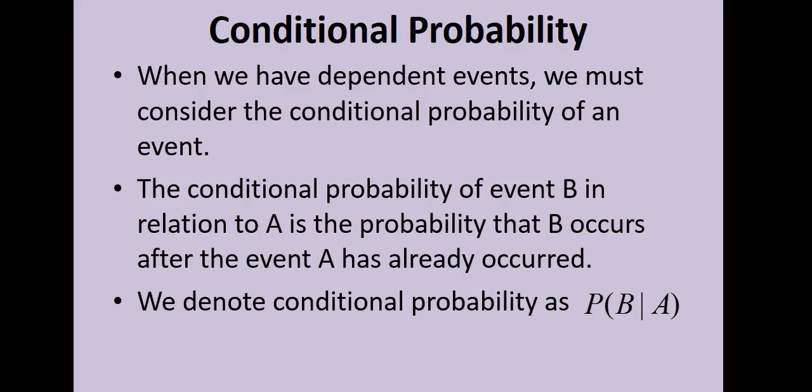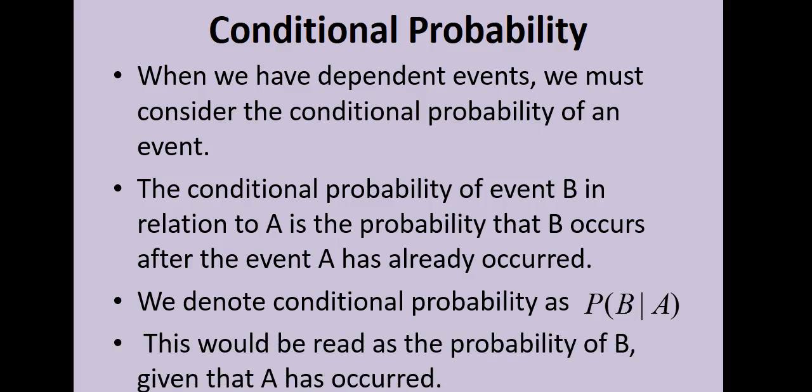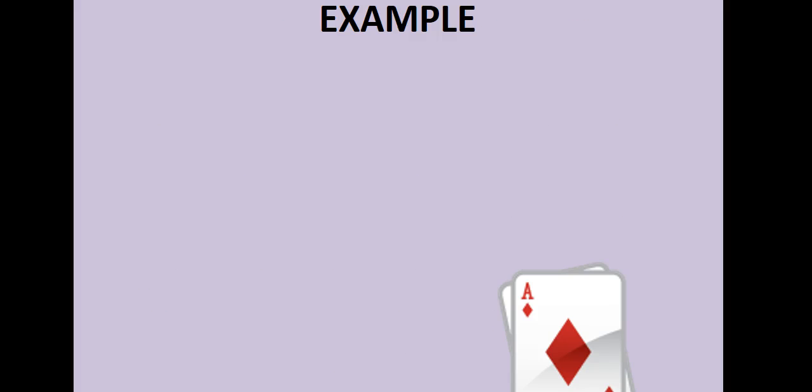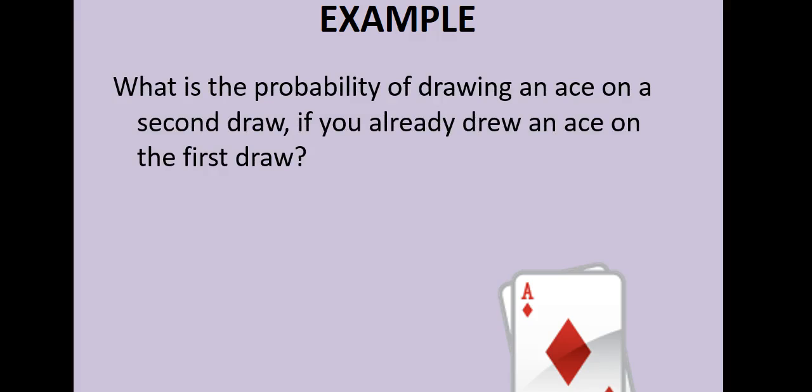But when we see that symbol, what it's saying is, what is the probability of B given that A has occurred? So if we know that an event A has happened, and that has an effect on the probability of B, that's what we're talking about at that point, the probability that B would occur given that A has already happened. So going back to a deck of cards here, what is the probability of drawing an ace on the second draw if we already drew an ace on the first draw?